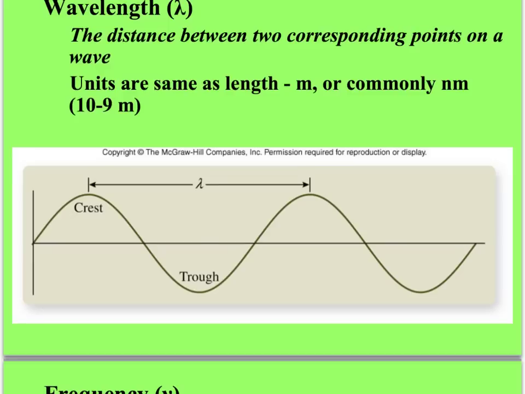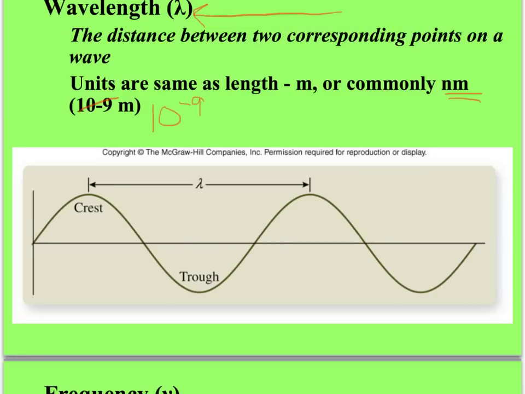Now we're going to have a definition here of wavelength, and it is abbreviated with this Greek letter called lambda. This is the distance between two corresponding points on a wave. And the units, just like we use for distance, because wavelength is length, which is distance, is measured in meters, but it's usually very, very small, so it's usually talked about in nanometers, which is, again, written wrong. It's 10 to the negative 9th.